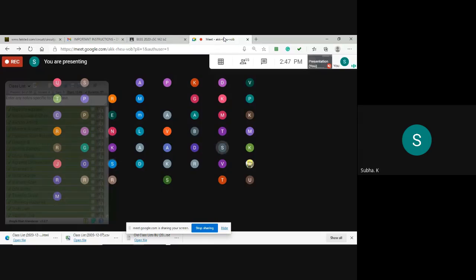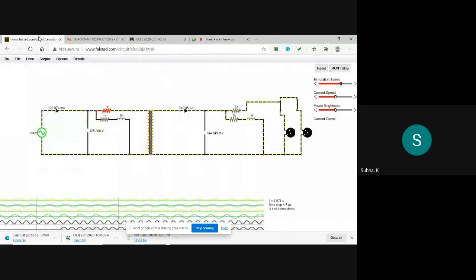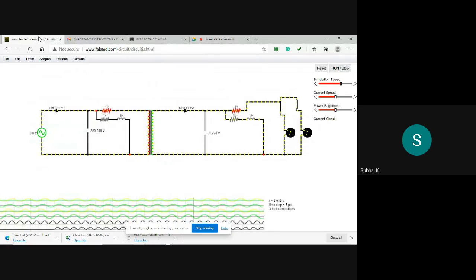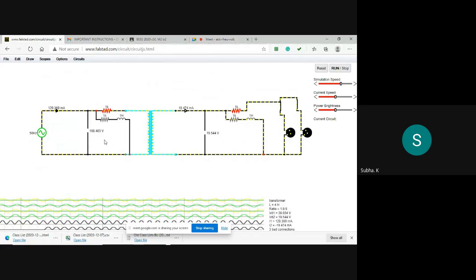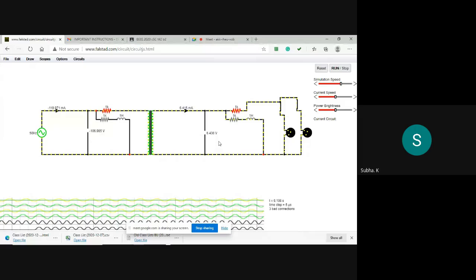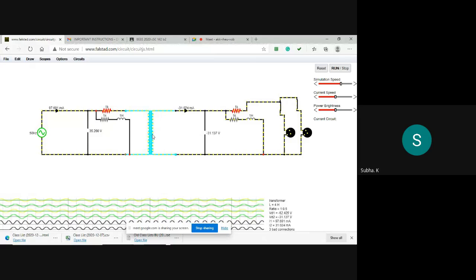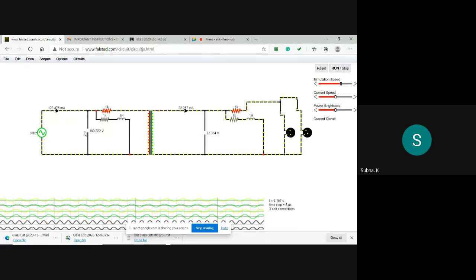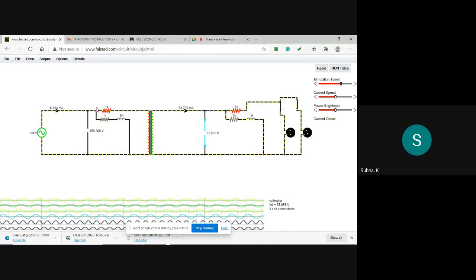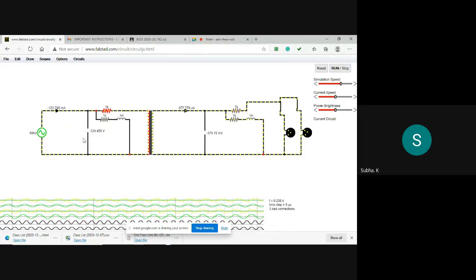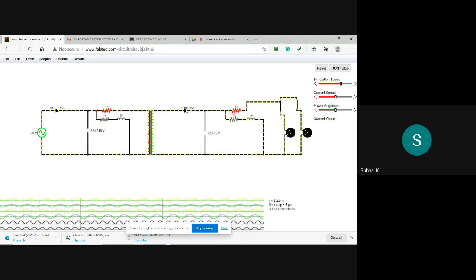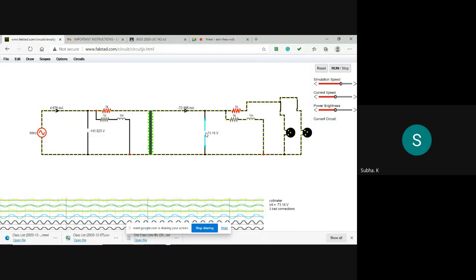Okay, so what are the things that you will be calculating for the load test on a single phase transformer? Connection you give like I am showing on the screen. Here the voltage should be 230, here the voltage should be 115. Accordingly you set the turns ratio here, and you have to connect an ammeter and voltmeter. This will show primary current, this will show primary voltage. This one will be secondary current, secondary voltage.